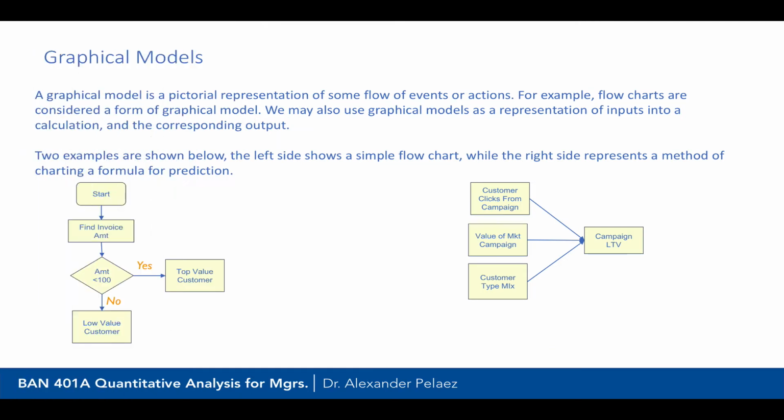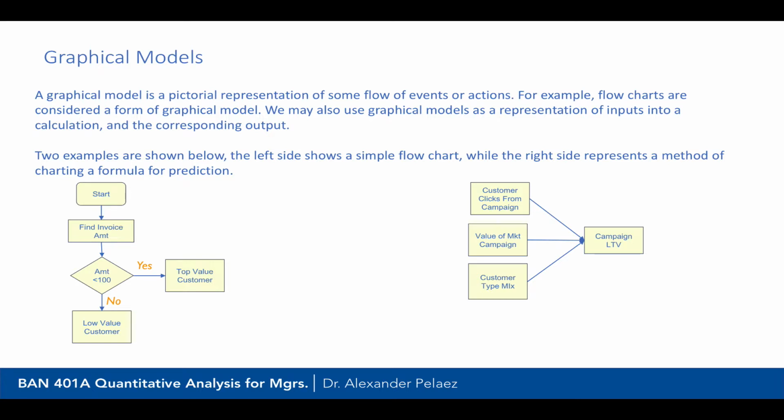So graphical models portray things graphically, and they represent all the different elements of a system or a subsystem. So here we're going to show an example of a type of graphical model. On the left side, we have a basic flow chart, and the flow chart is basically a graphical model that shows us a sequence of steps that are going to occur. In this case, we start at a particular point, we find an overall invoice amount, we determine whether that amount is less than 100. If it is, we're going to classify that customer as a top value customer. If it's not, then we'll classify it as a low value customer.